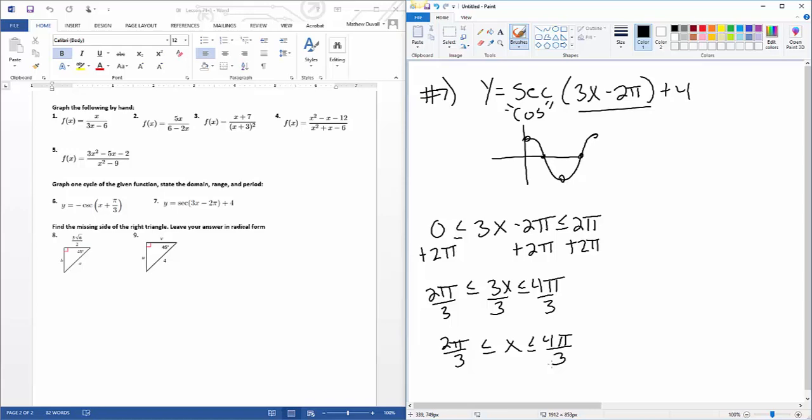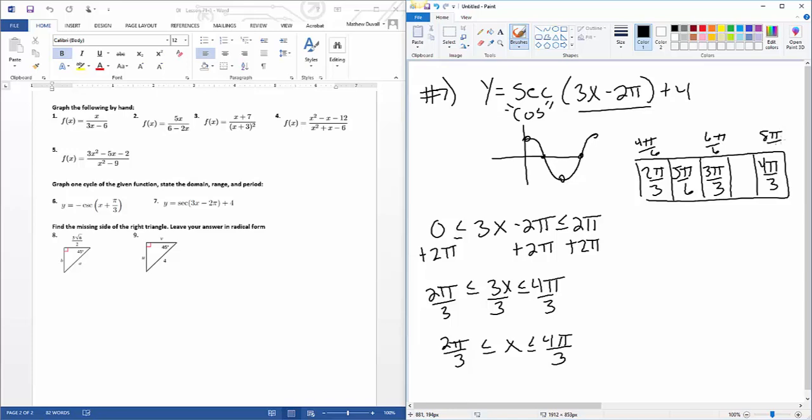So now what we need to do is take that and create that value box. So 2 pi thirds is here, 4 pi thirds is here. Add the ends, divide by 2. That's going to give us 3 pi thirds. Add the ends, divide by 2 is going to give us 5 pi 6. So that's 4 pi 6. That's 6 pi 6. And that's 8 pi 6. So it's going up by 1 pi 6 every time. You can look at it: 4 pi 6, 5 pi 6, 6 pi 6, 7 pi 6.